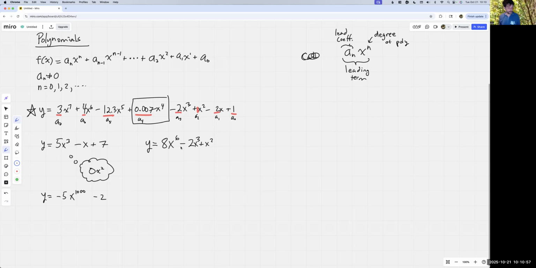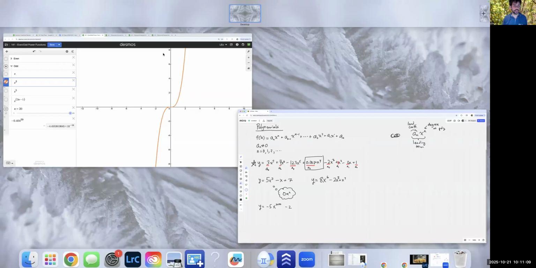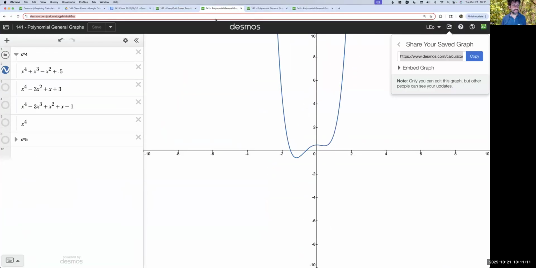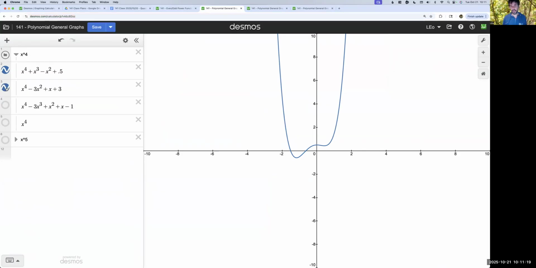One of the reasons that we look to the leading term is because whatever that leading term is, that tells us a lot about the behavior of our function. So let's look at some more general polynomials. So here I've got a degree 4 polynomial, and I've got several of them, right? So I'll just kind of scroll through these.